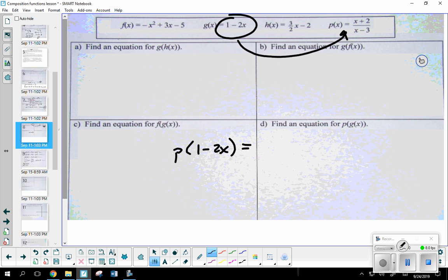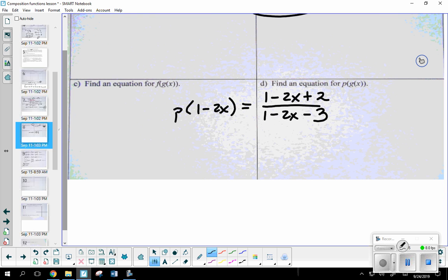So I'm plugging into a rational function. Up top, we got x plus 2, which would be 1 minus 2x plus 2, over x minus 3, which would be 1 minus 2x minus 3. Okay, and then we just go ahead and simplify here. What do I have up top? Negative 2x plus 3, divided by negative 2x minus 2.